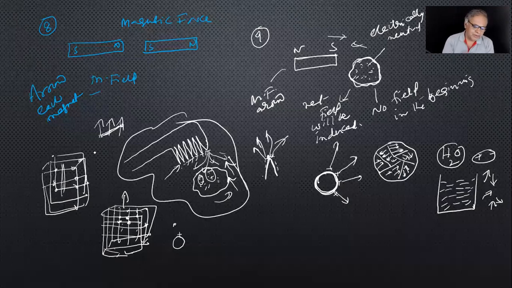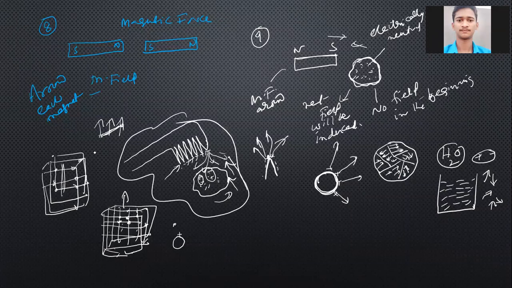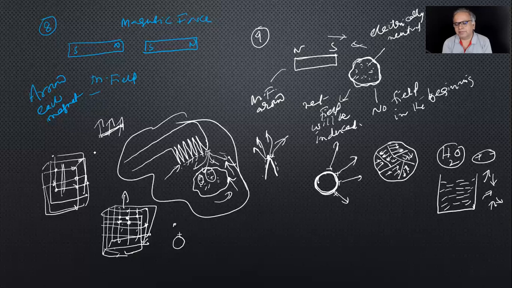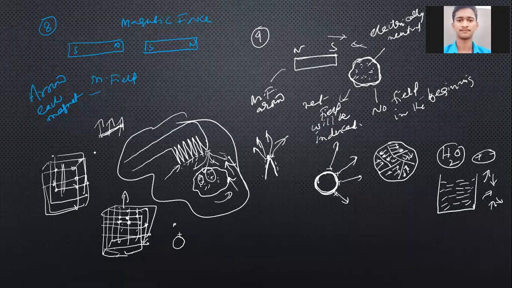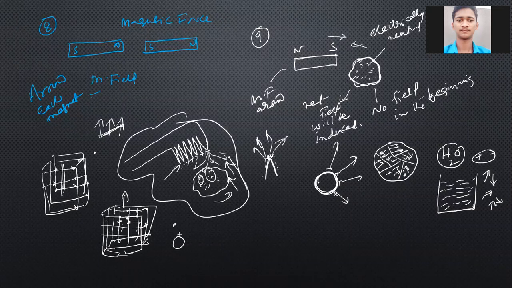Sir, yes, Pawan. I have a question in the comb example. Tell me. Sir, a comb run through one's hair attracts a bit of paper, but when our hairs are wet, then they don't attract bits of paper. Why?